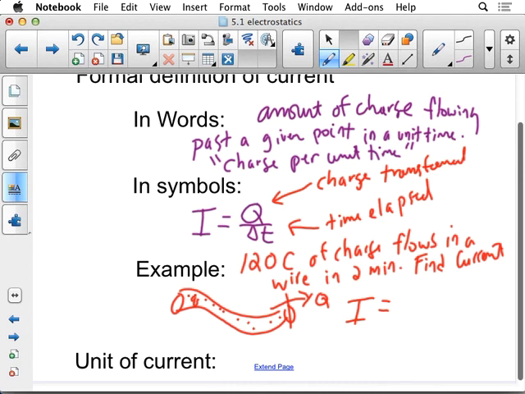1 coulomb per second. Okay, 1 coulomb per 1 second, right? Per second. All right. That's basically what it means. 1 coulomb per second of charge. Now remember, a coulomb is a very large number of charges, right? Very large number of actual electron charges. Can't remember the number, but it's big.